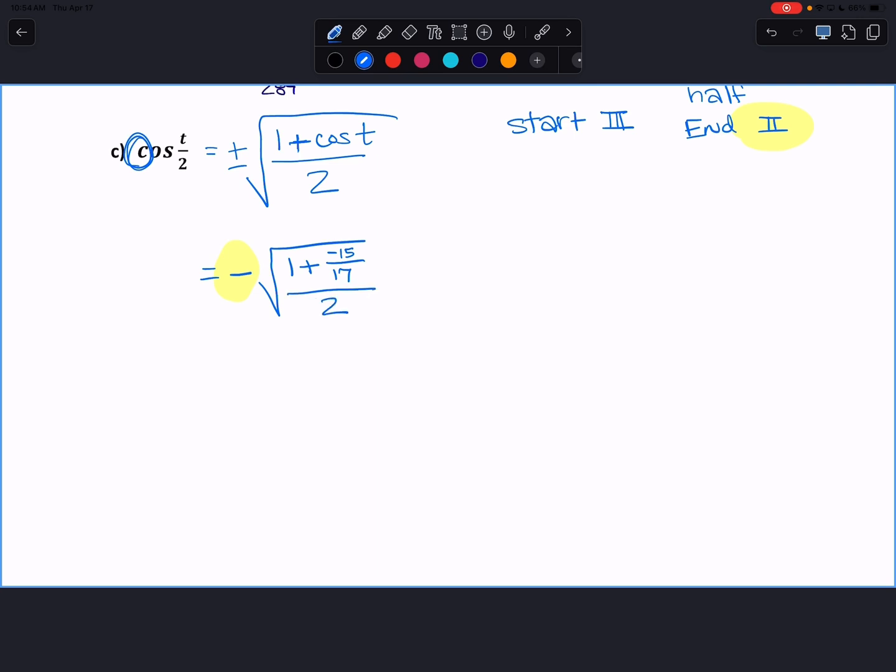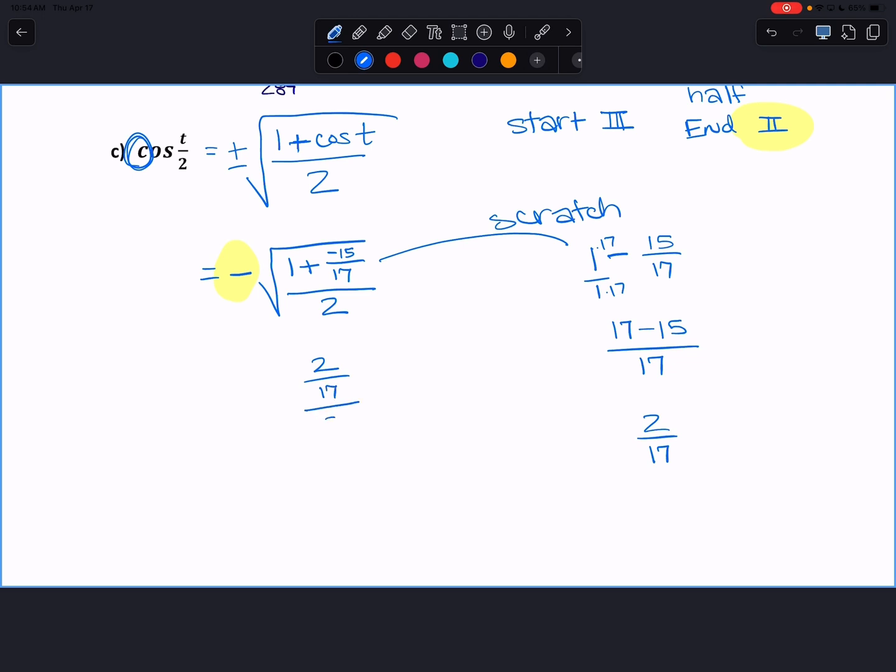Now, this is why all semester I've been trying to get you comfortable with fractions, okay? Because when you have 1 plus a negative, that's actually minus, right? I'm going to do a little scratch work over here so that I can get a simplified fraction. So it's 1 minus 15 over 17. Would you agree? Okay. And then what do we want that 1 to be? 17, right? So we're going to multiply this by 17, multiply this by 17. So we get 17 minus 15 over 17, it's 2, which is 2 over 17. So now I can replace that whole thing with 2 over 17 divided by 2.